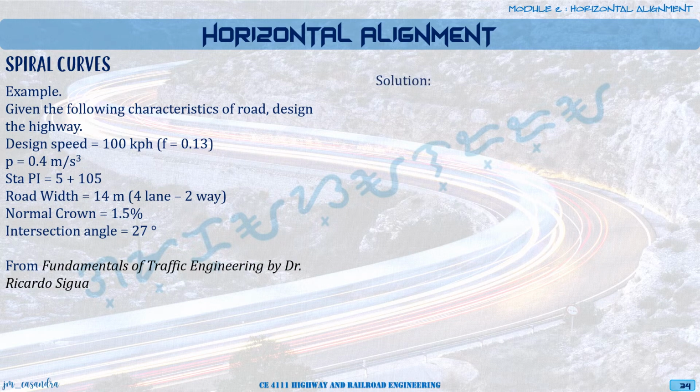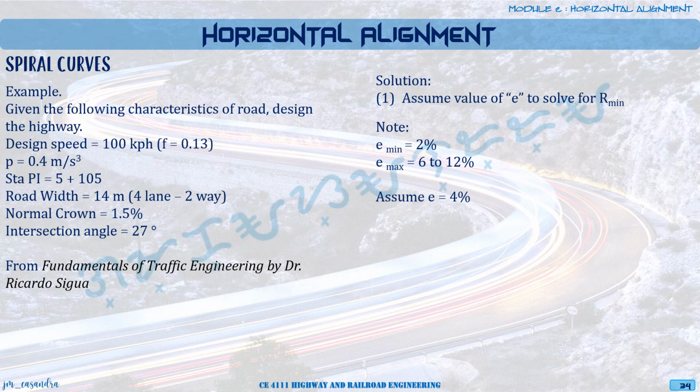For our solution, the first step is to assume the value of e in order to solve for the minimum radius of curvature. Take note that for the value of e, our minimum value is 2% and the maximum value will range from 6 to 12%, depending on what kind of roadway we are designing, whether an expressway or an urban or rural highway. In this lecture, I'm going to use a value of e equal to 4%.